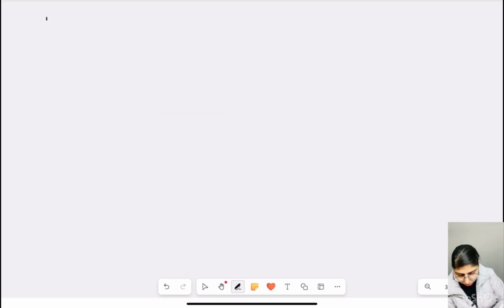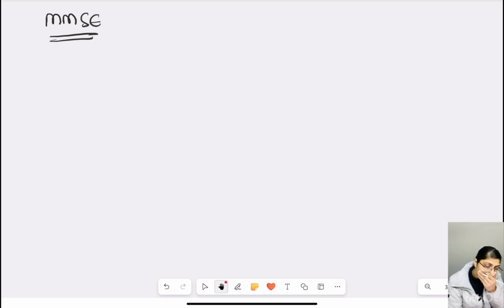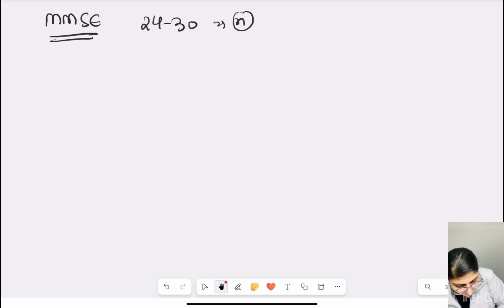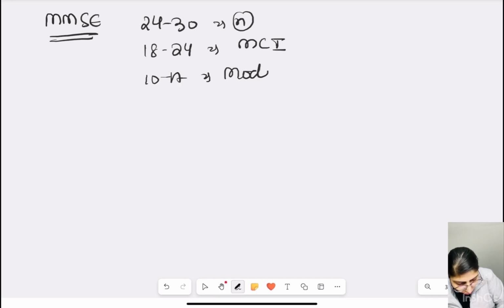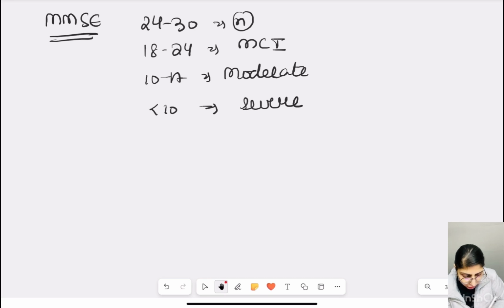One is MMSE. Beta, please learn MMSE, okay? I will not show you the chart of MMSE. You will have that available in your books. It's given in Harrison and it's there on Google. What I want to tell you are the cutoffs. So 24 to 30 is normal. 18 to 24 is mild cognitive impairment. 10 to 17 is moderate cognitive impairment. Less than 10 is a severe cognitive impairment.